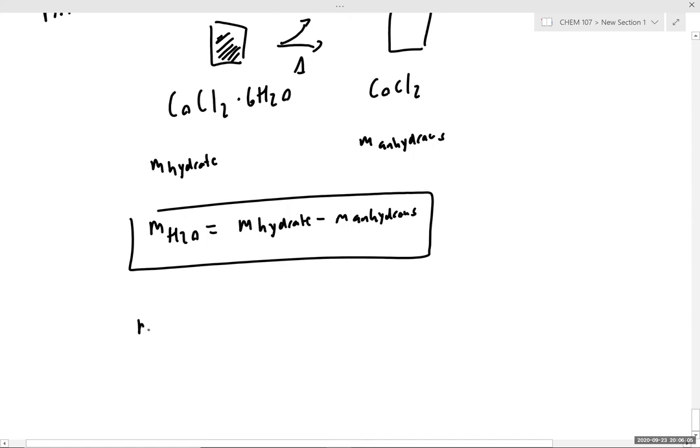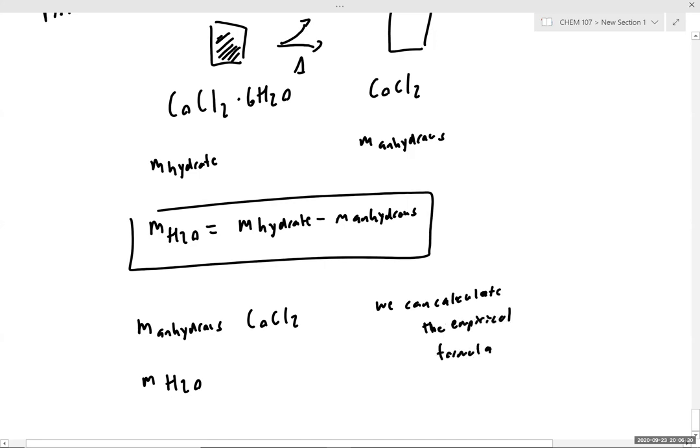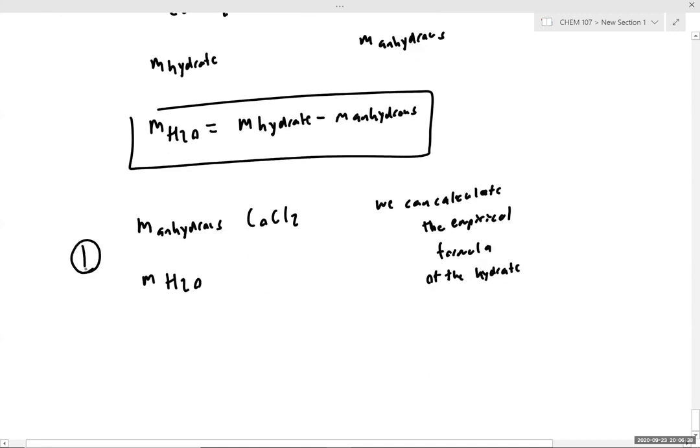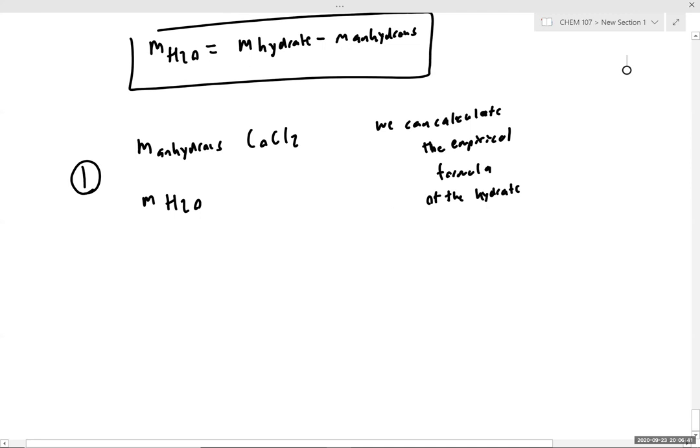Now, once we have the mass of our anhydrous form, in this case cobalt chloride, and once we have the mass of our water lost, we can calculate the empirical formula of the hydrate. So we've figured out the masses. Let's look at a sample data set.